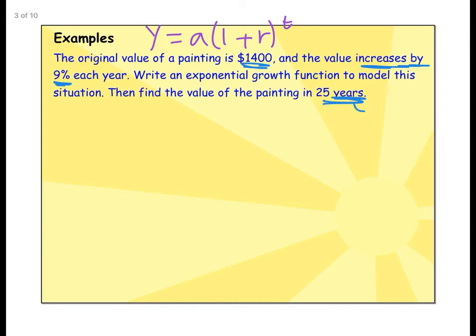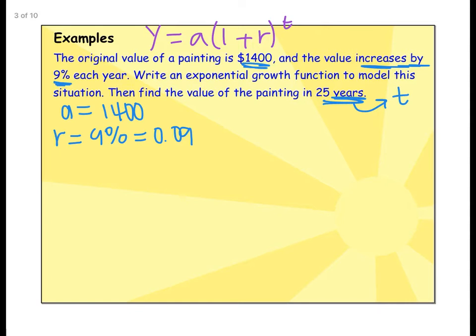So after we have our formula, that's going to be our time. I put the generic formula at the top. We already said that we know a is 1,400. That's the initial value of the painting. We know r, which is our rate, is 9%. We want to make that a decimal, so we'll make it 0.09. We always want to work with decimals in our equations.